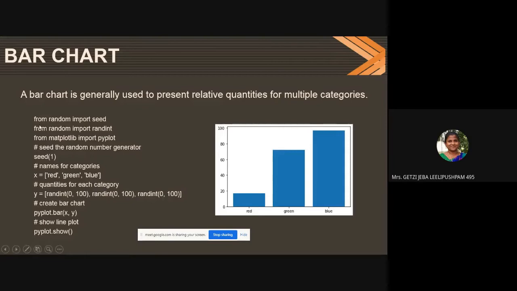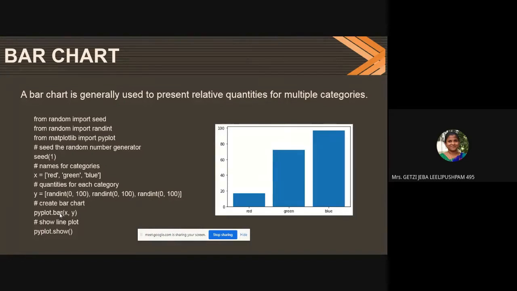So here we generate three categories: red, green, blue. For those, we also generate y. We say random from 0 to 100, again random from 0 to 100, and random from 0 to 100. Three categories, and for those three categories, we generate random data. Then we just do pyplot.bar. I want everybody to remember every function. You may be given a scenario, and you will be asked which function you will use for it.